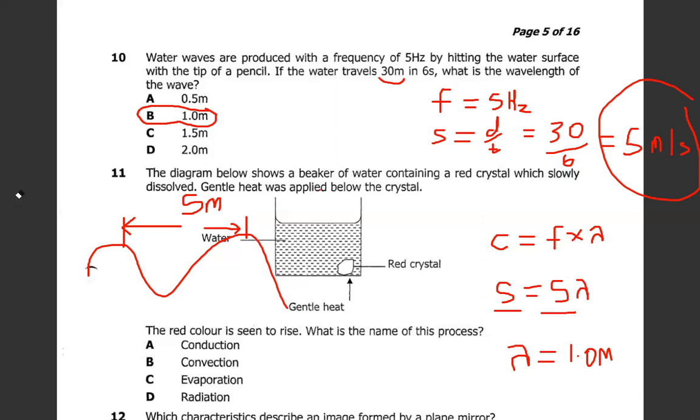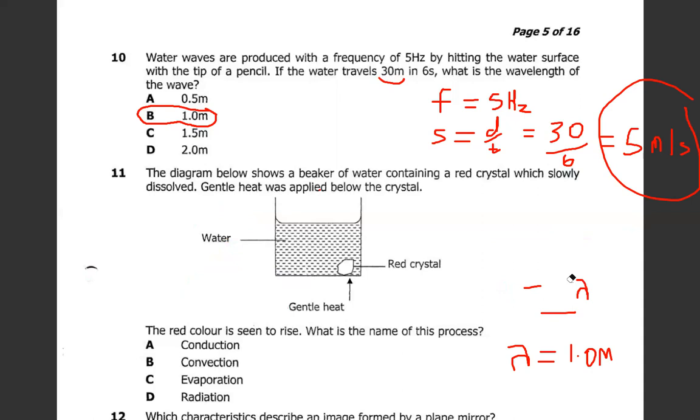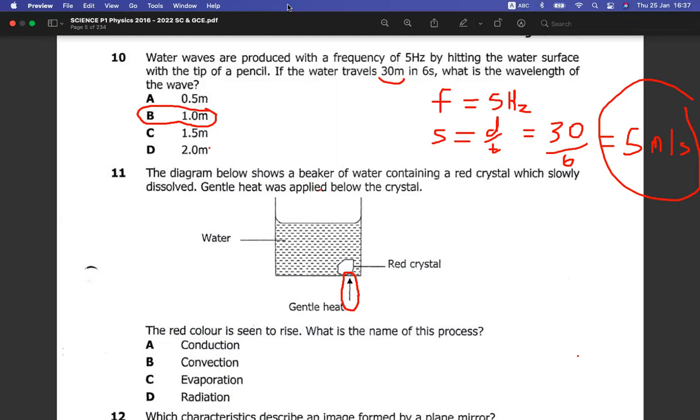So we can now go to question number 11. Question number 11 says, the diagram below shows a beaker of water containing a red crystal, which slowly dissolved. A gentle heat was applied below the crystal. So the heating was done right from this end, and we are talking about heat transfer.